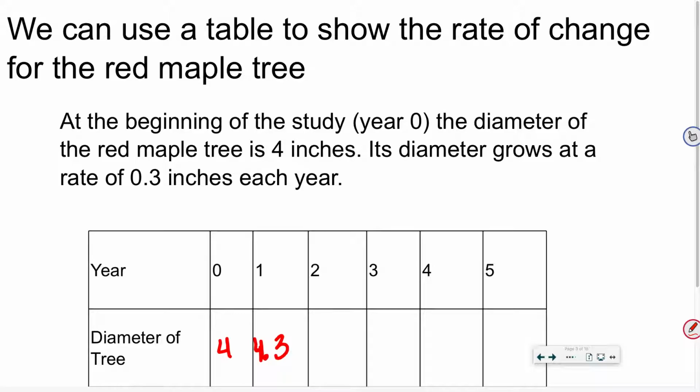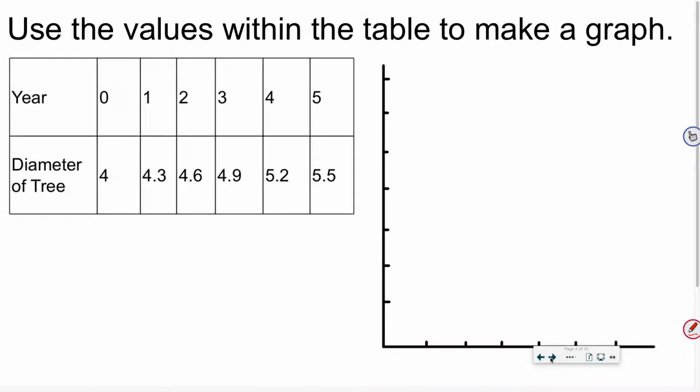What about after the second year? 4.6. What about the third year? 4.9. How about the fourth year? 5.2. And then the fifth year? 5.5. Good. So this represents a lot. We have a lot of information here. We can actually write an equation based on this situation. We'll get to that in just a second.